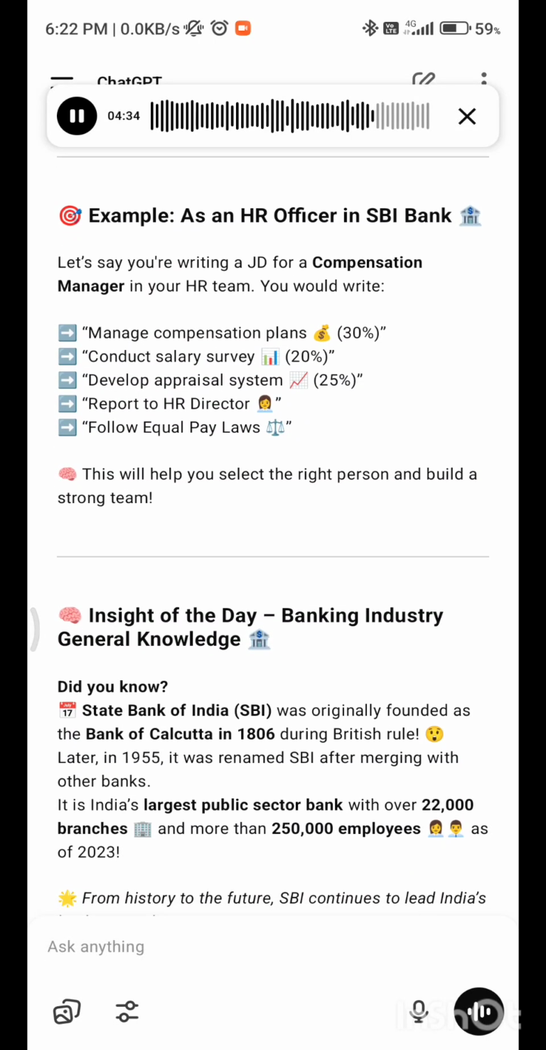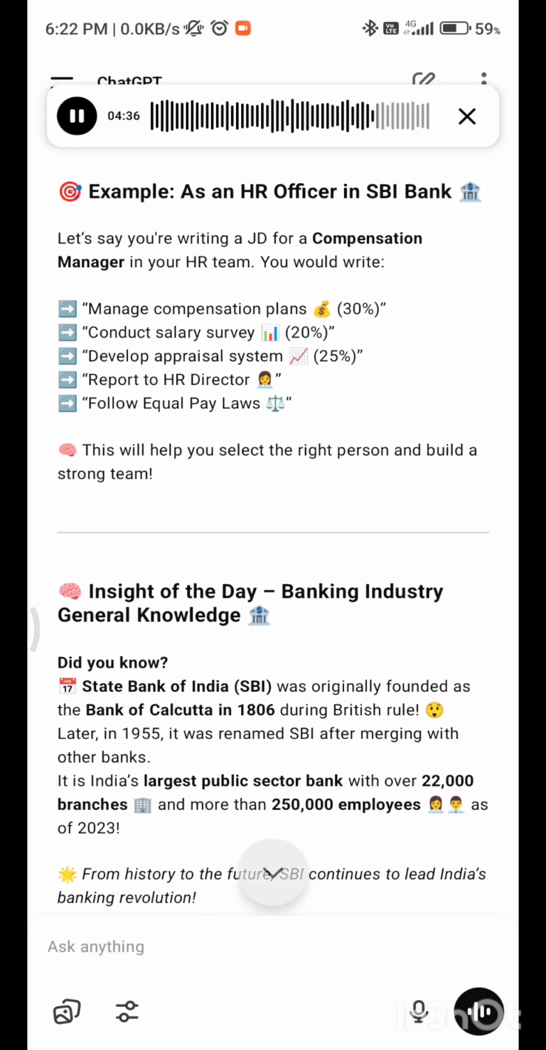Example, as an HR officer in SBI Bank. Let's say you're writing a JD for a compensation manager in your HR team. You would write, manage compensation plans, 30%, conduct salary survey, 20%, develop appraisal system, 25%, report to HR director, follow equal pay laws. This will help you select the right person and build a strong team.